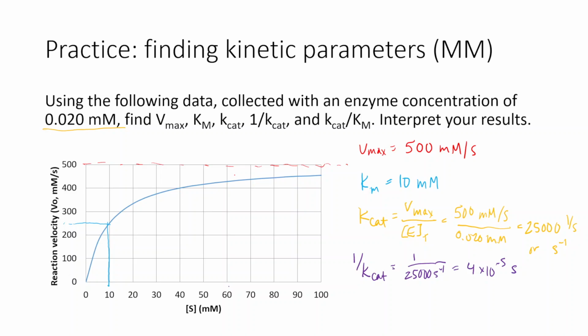And okay, so that brings us to our fifth one, which is going to be another color. All right, Kcat over Km. So we already figured out Kcat and Km, so this should be pretty easy. Just plug them in, right? So Kcat is 25,000 inverse seconds. Km is 10 millimolar. So what does that give us?